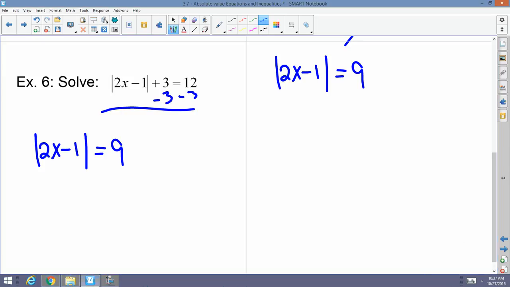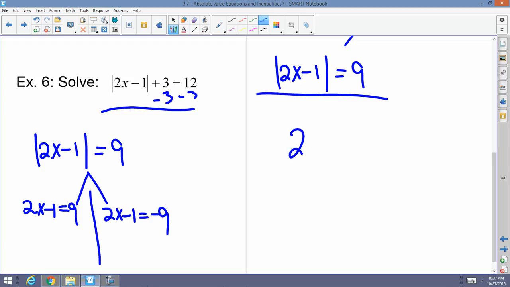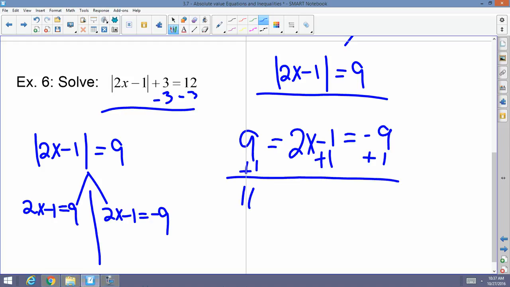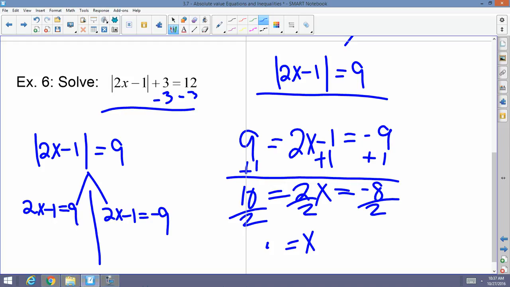All right, so in this particular case, again, I can split it up into my positive mirror image and my negative. I multiply the non-absolute value side by a negative. Or, since it's already isolated, 2x minus 1 equals 9, but it's also going to equal negative 9. Add 1. Divide by 2. So x will equal 5 or negative 4. And let's see if it works.